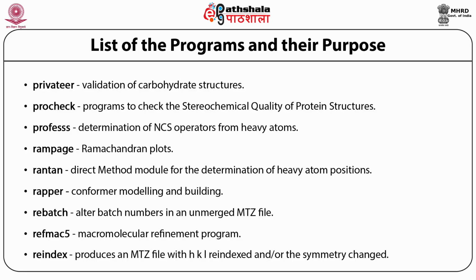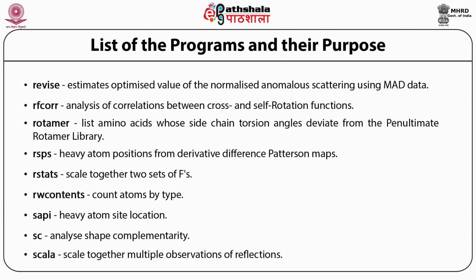Ramachandran, because he has contributed a voluminous amount of research publications towards the conformation analysis of polypeptides and proteins. Then we have a program called RANTON, which is a direct method module for determination of heavy atom positions, and we have the famous protein refinement program REFMAC5 for doing the macromolecular refinement. We have a rotamer program for listing amino acids whose side chain torsion angles deviate from the rotamer library. We have a program called RSPS for the heavy atom position from derivative difference patterns and maps.